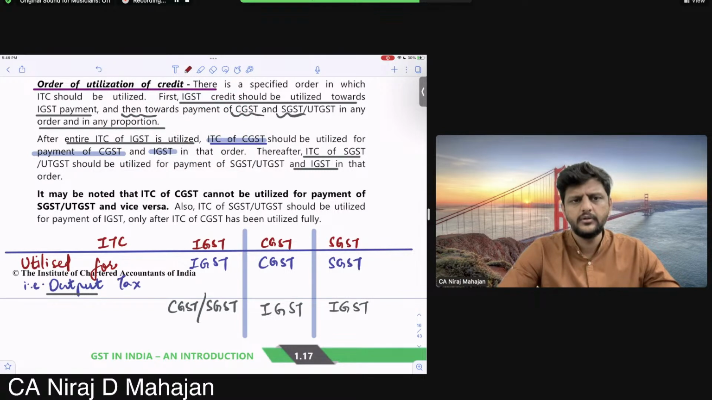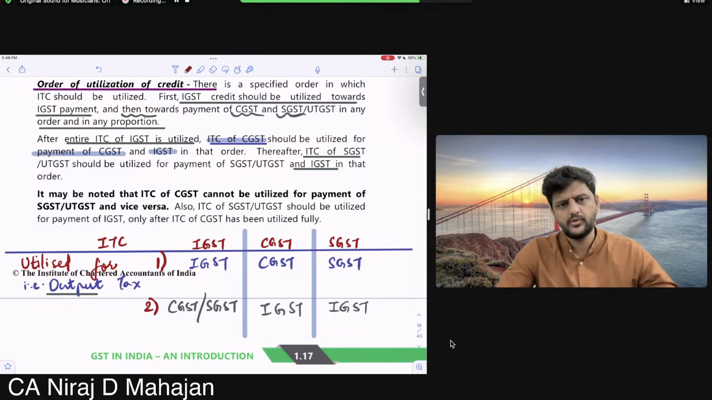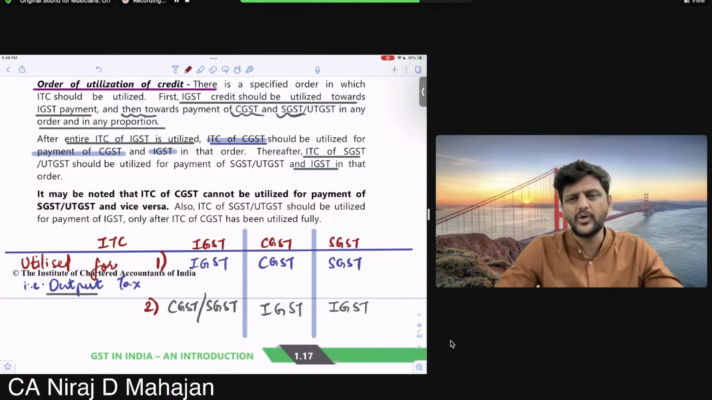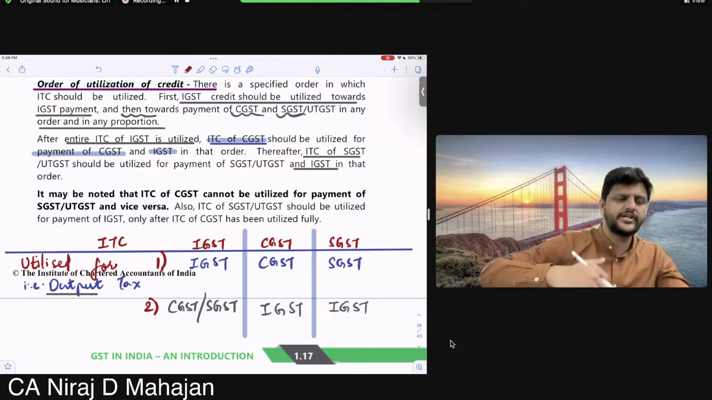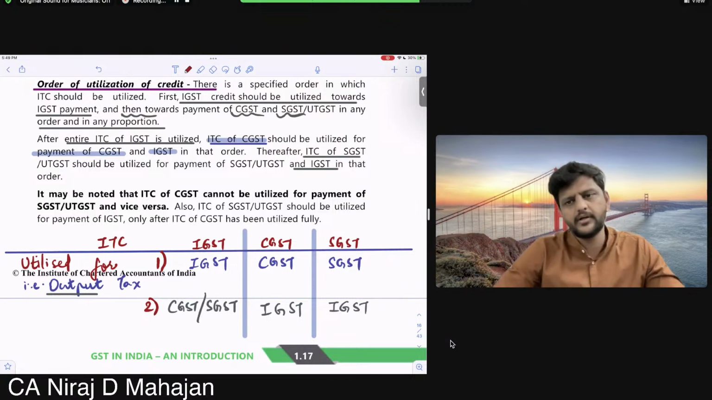Chalo. Sequence you understand. This is the first. Okay, this is the first stage, and this is the second stage. These are stages. That sequence you have to follow. For that, respective credits. Credit means what? ITC. When will I have IGST ITC? When I have imported from other state. Yes or no? And I will have CGST or SGST ITC when I have purchased within the same state.